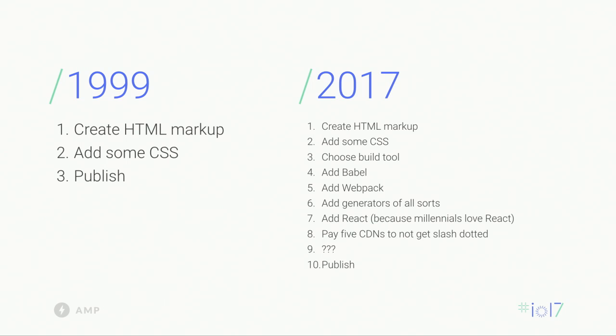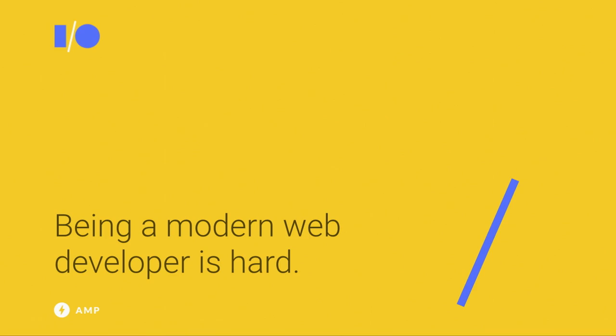But now let's look at 2017. You create markup, you add some CSS. Then someone tells you to definitely choose a build tool and make sure you choose the right one. You add Babel, Webpack, and obviously React, because I heard millennials like React. And then so many other things that you have to do to actually be competitive in today's landscape. So yes, being a modern web developer is hard.